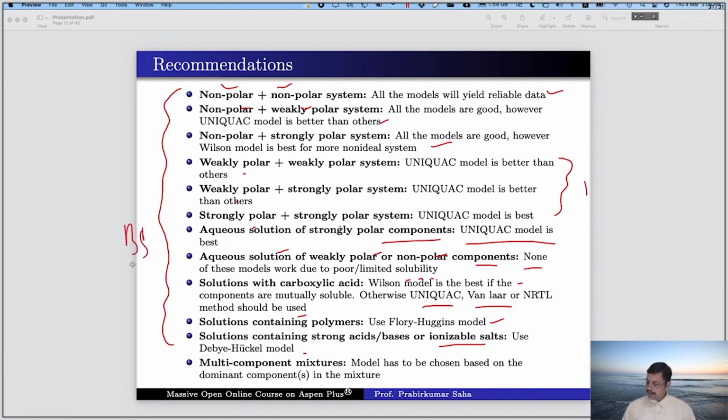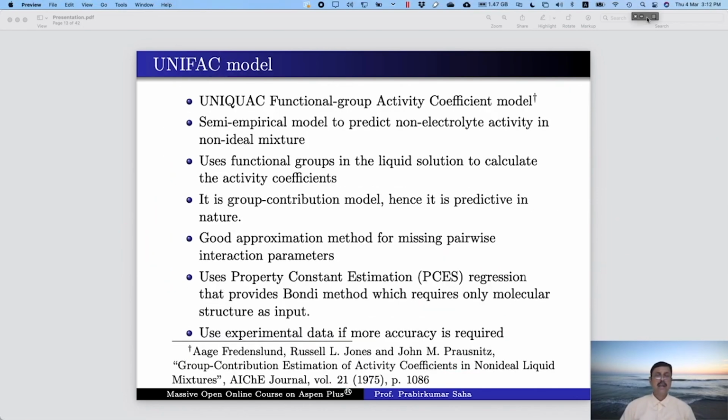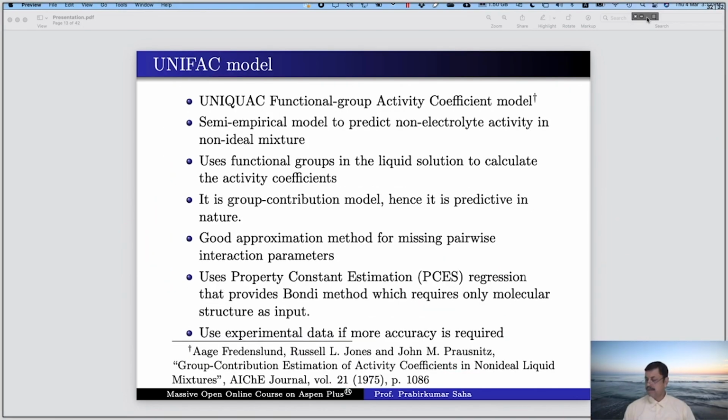And for multi-component mixtures, the model has to be chosen based on the dominant component in this mix. So suppose we have a combination of A plus B plus C, then we have to see what are the dominant components in this mixture, whether it is A and B or B and C, or it is A and C. So the dominant components will decide what should be the binary system, and you have to plan your property method.